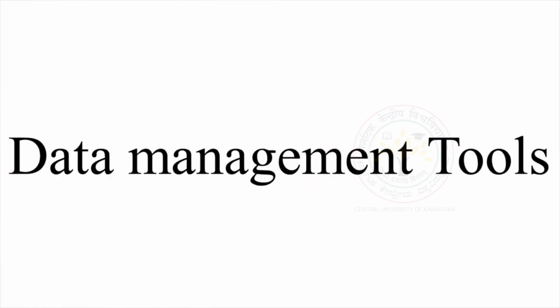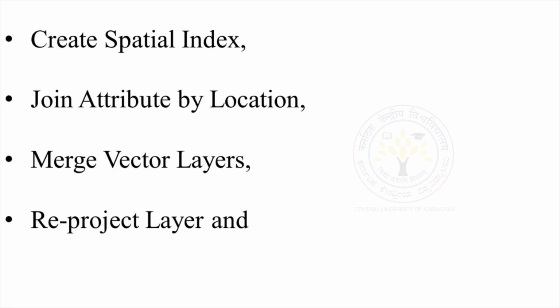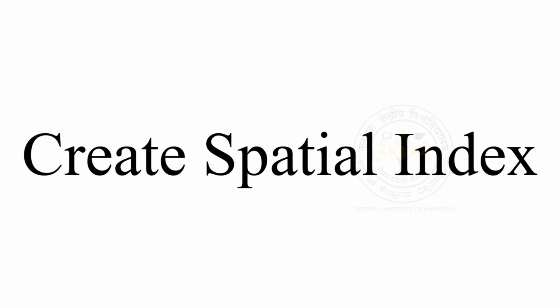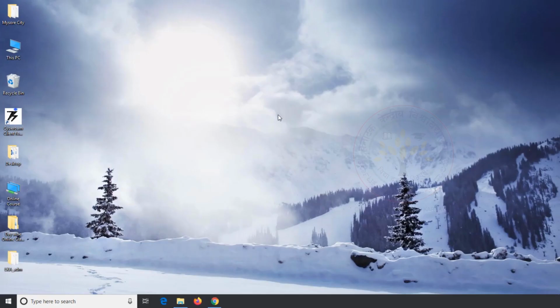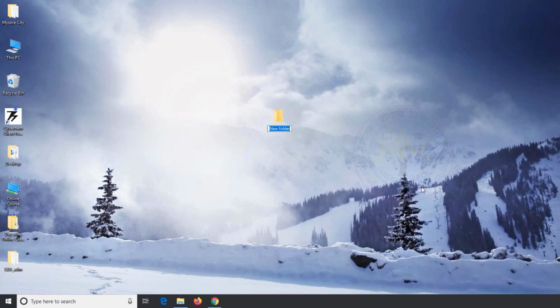Now we will discuss data management tools such as create spatial index, join attribute by location, merge vector layers, reproject layer and split vector layer. Create spatial index is used to create the spatial index for our input data. Spatial index will help to increase the speed of data rendering during zoom in, zoom out or pan of the data on the canvas. To understand this process, I create a folder on the desktop and paste the downloaded Sri Lanka admin data in it.